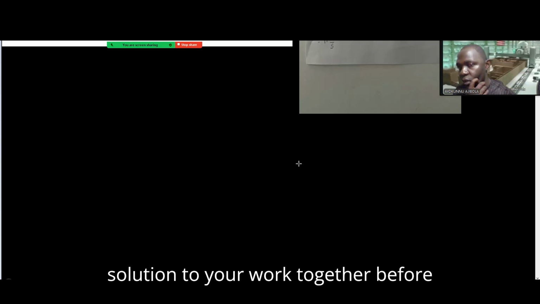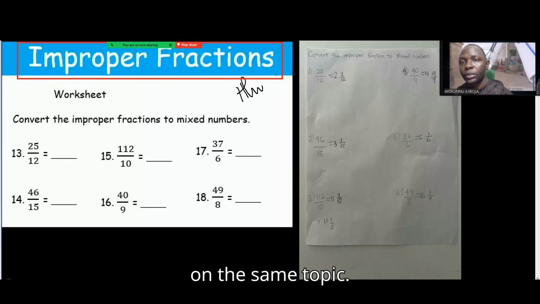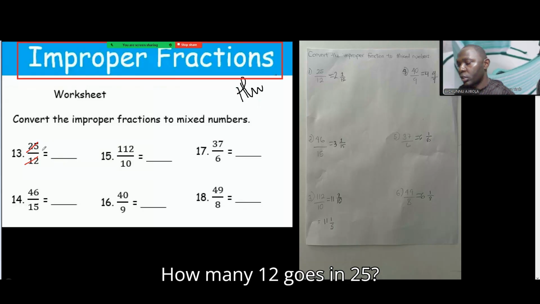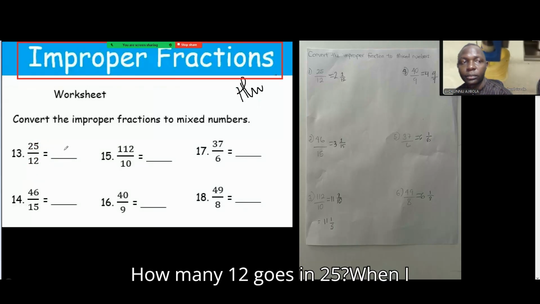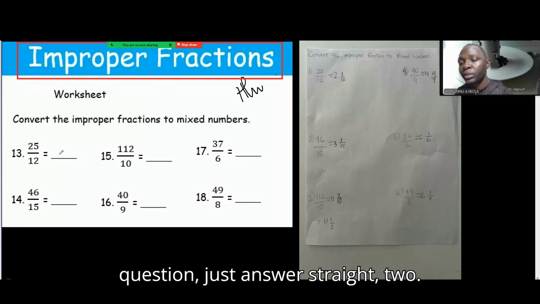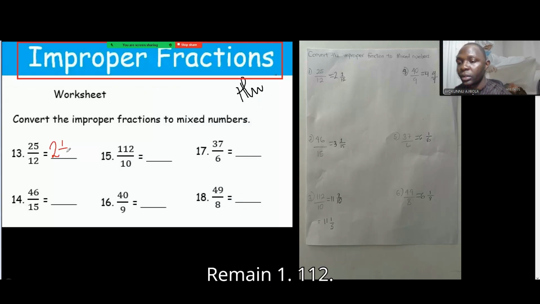Welcome to the class for today. Let's look at the solution to your work together before you try something else on the same topic. How many 12 goes in 25? 2. When I ask you a question, don't repeat the question, just answer straight. 2. So, remainder what? Remainder 1, so 1 over 12.